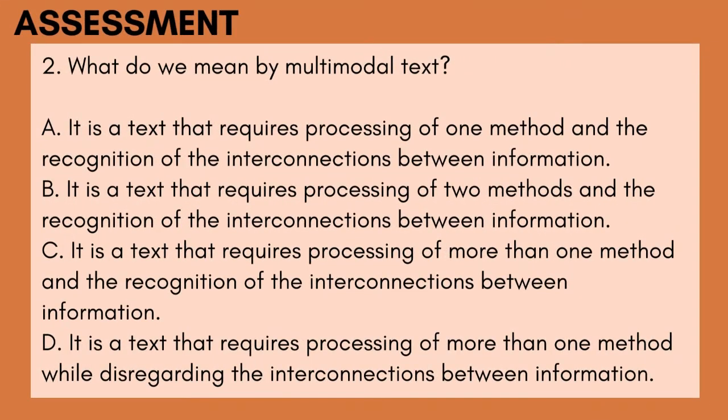Number 2. What do we mean by multimodal text? A. It is a text that requires processing of one method and the recognition of interconnections between information. B. It is a text that requires processing of two methods and the recognition of the interconnections between information. C. It is a text that requires processing of more than one method and the recognition of the interconnections between information. And D. It is a text that requires processing of more than one method while disregarding the interconnections between information.